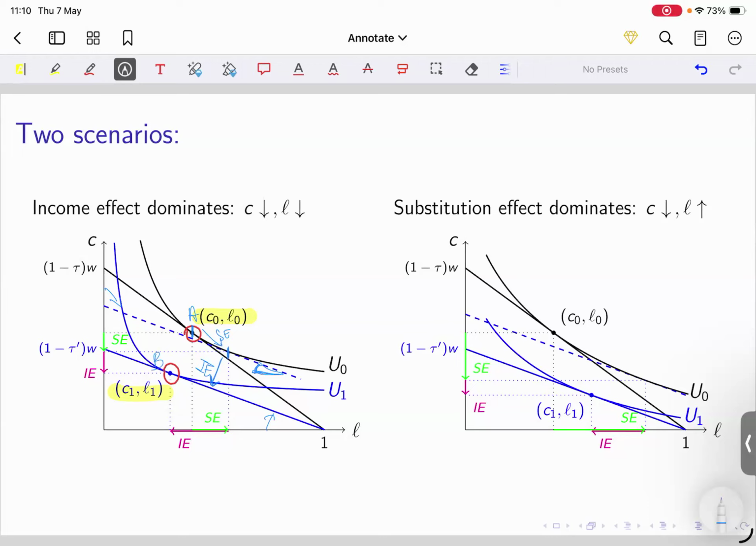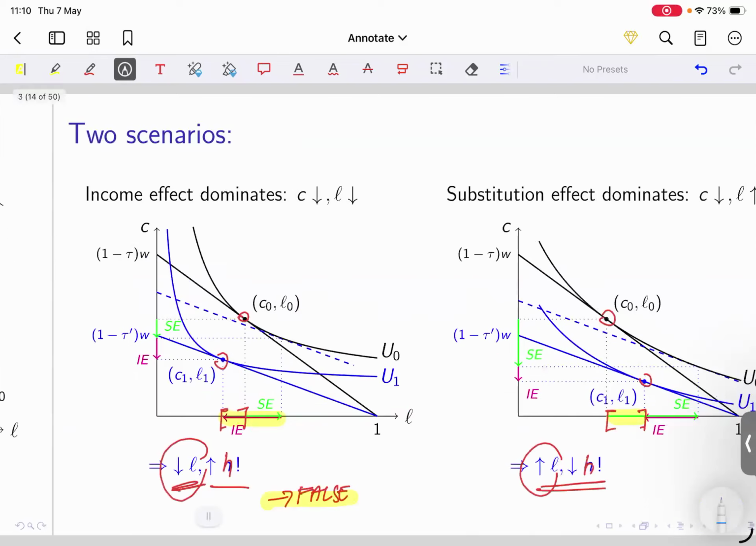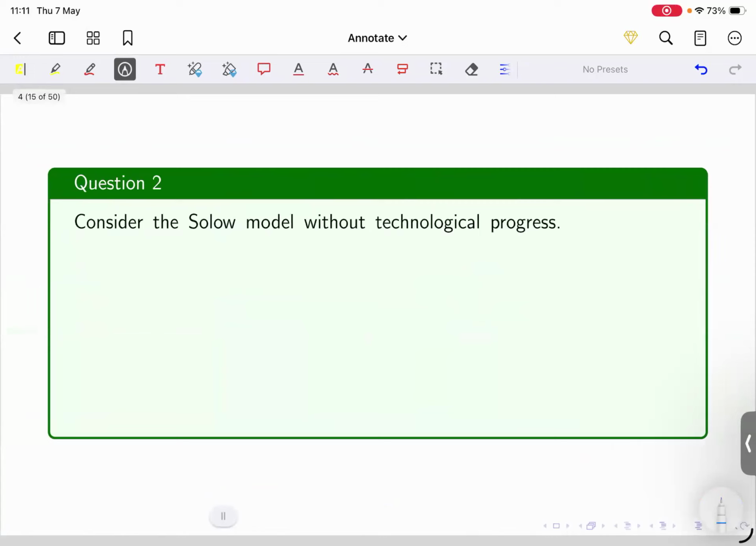Is this answering your question? Is this clearer? Yes. Okay, great. Any other question before we move on? No? Okay. Let's move on then to question 2.